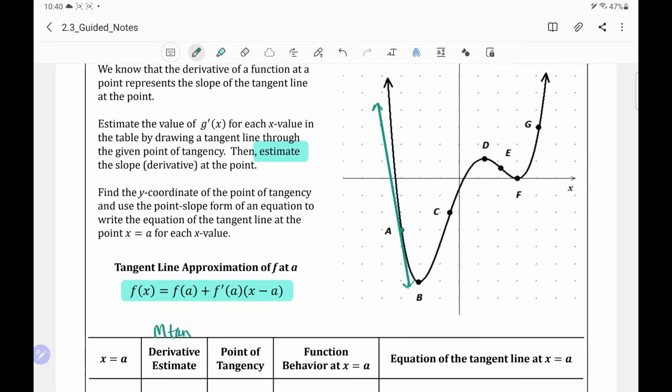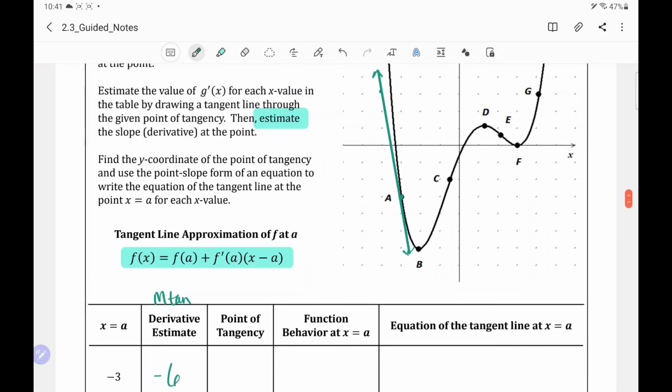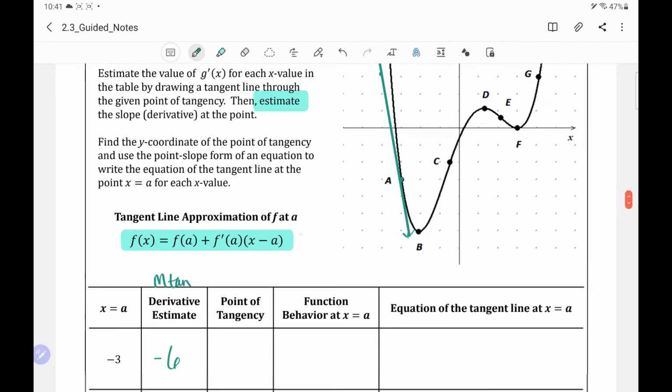I am going to estimate, I crossed this point right here. How far is that? 1, 2, 3, 4, 5, 6 over 1. So I'm going to give a derivative estimate of -6. That just means that I'm saying that my slope is -6. What was the original point? It's -3, -3. I'm just going to write that in.